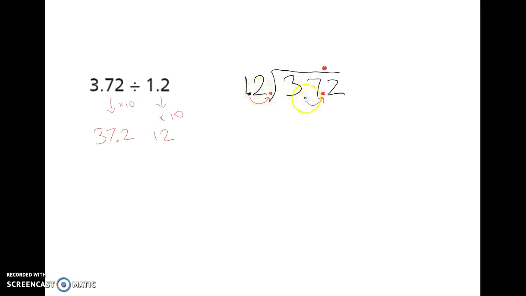12 doesn't go into 3, but 12 does go into 37. 12, 24, 37. 3 times. Divide, then I multiply 12 times 3, that was 36. Then I subtract that, 37 minus 36 leaves me with 1. Then I bring down the 2. Now you'll note while I'm doing this, I'm just ignoring that the decimal point is there altogether, but I know where it goes in my answer.